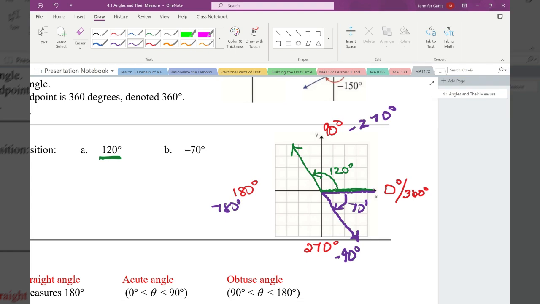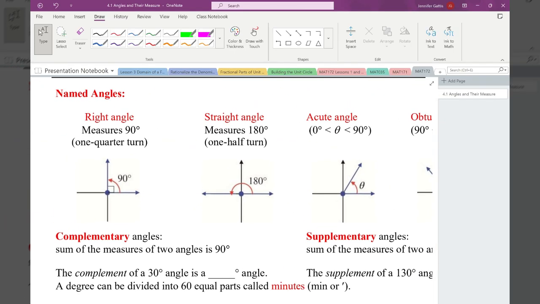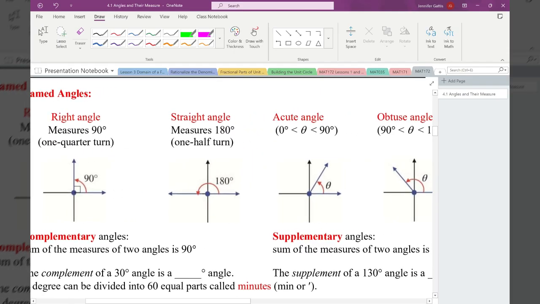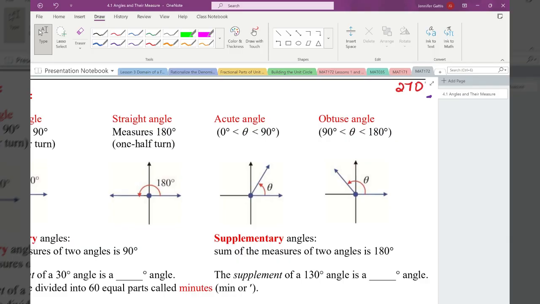All right, let's move on to some definitions about types of angles. So a right angle measures 90 degrees, or 1/4 of a turn. A straight angle is 180 degrees. An acute angle is one that measures between 0 degrees and 90 degrees. And an obtuse angle is one that measures between 90 degrees and 180 degrees.